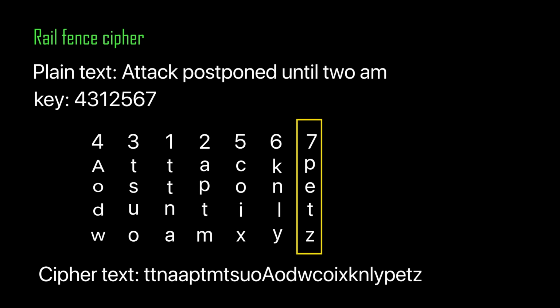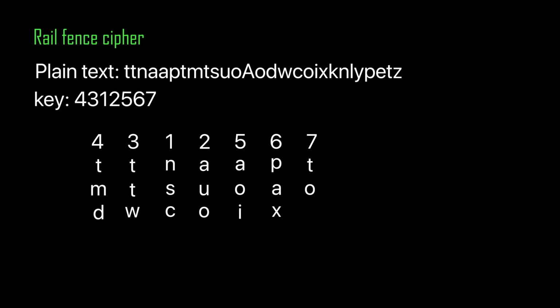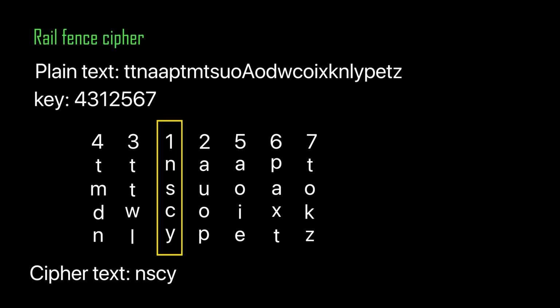Using the same key to perform another round of transposition would form the rectangle shown on the screen. Using the same technique as previously discussed would form the ciphertext as shown.